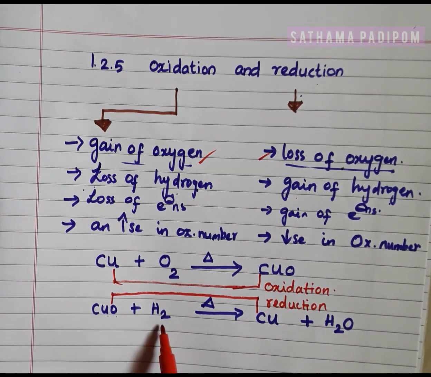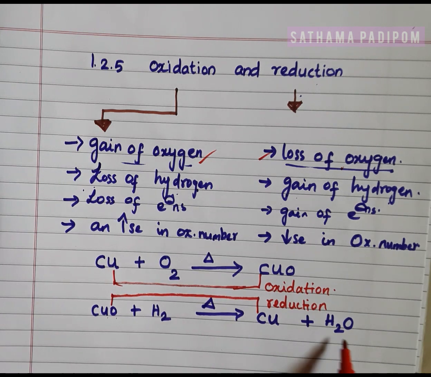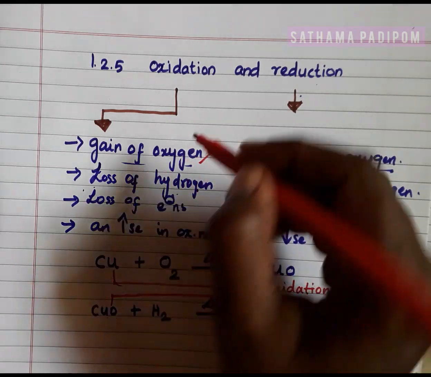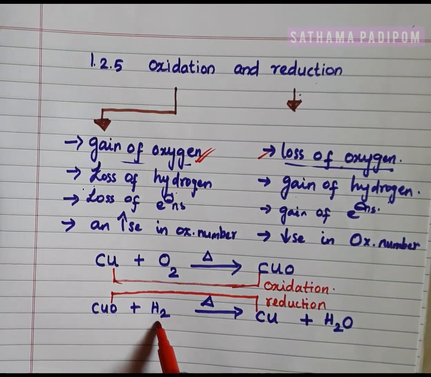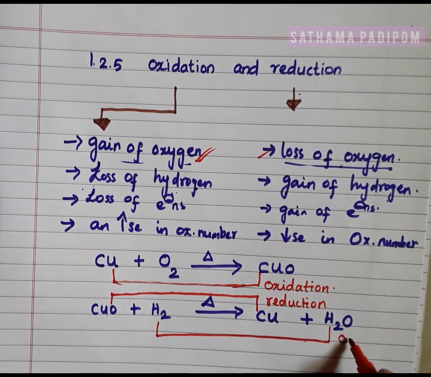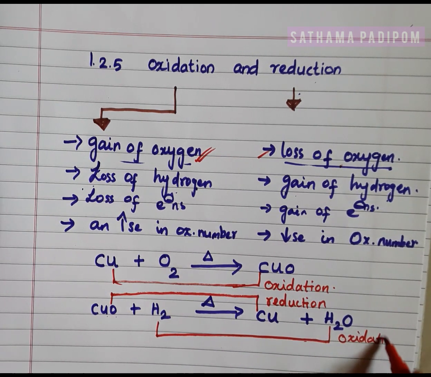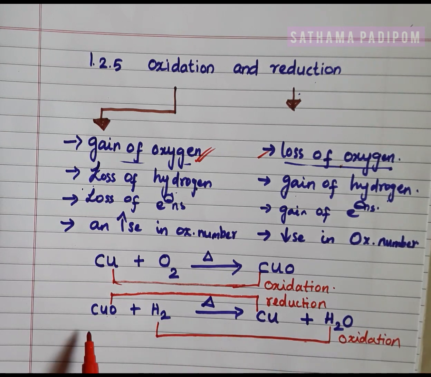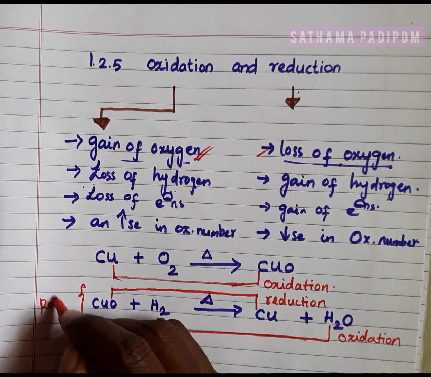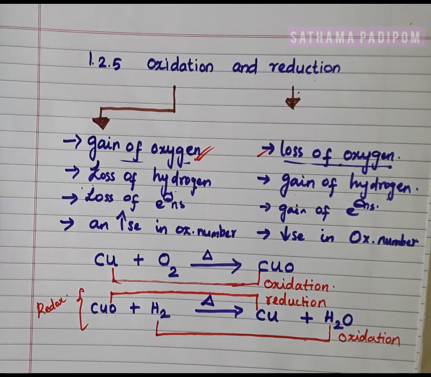Next, when you see the hydrogen, what happened here? It gains oxygen, and gain of oxygen is known as oxidation. So H2 gains oxygen, and this is an oxidation reaction. In the same chemical reaction, both oxidation and reduction take place. This type of reaction is known as a redox reaction.